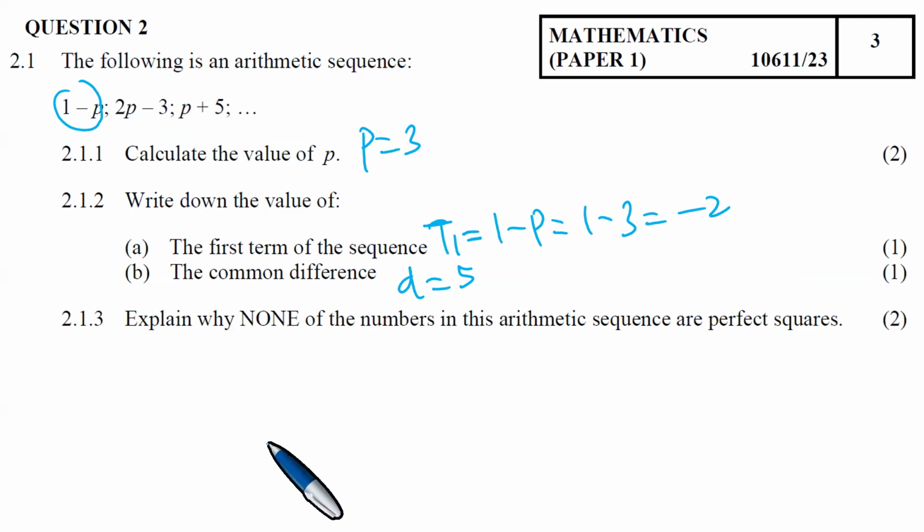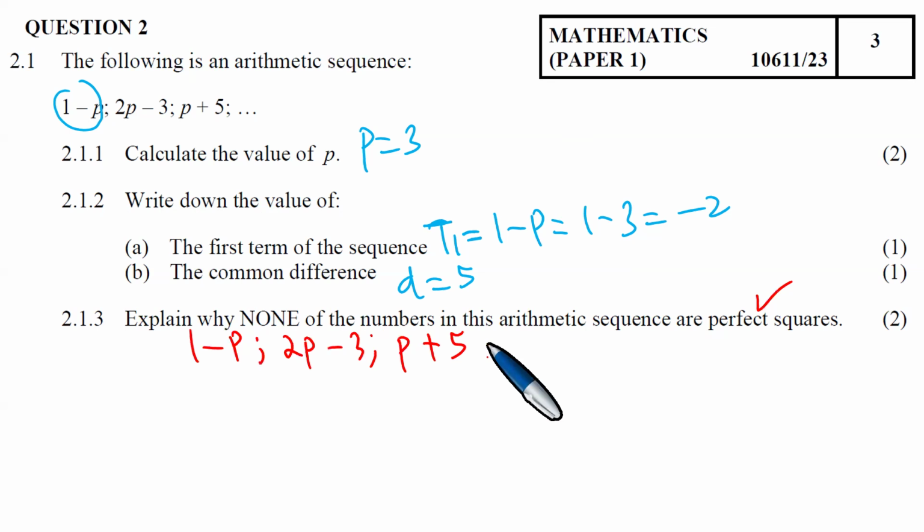In the end, explain why none of the numbers in this arithmetic sequence are perfect squares. Who knows why? I know this one is going to be tricky. Let us save time. You have 1 minus P, then 2P minus 3, then P plus 5. Some of you do not know perfect squares. What is a perfect square? Do you remember what perfect squares are?